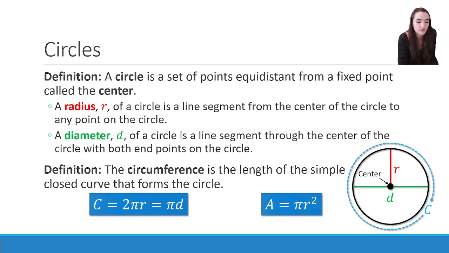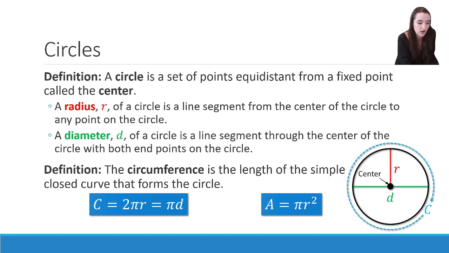Now we can find the circumference of our circle, which is the length of the closed curve that forms the circle. Or in other words, it's basically the perimeter of the circle. We just don't call it a perimeter because circles are not polygons. But it means essentially the same thing where it's taking the length around the outside of our circle.